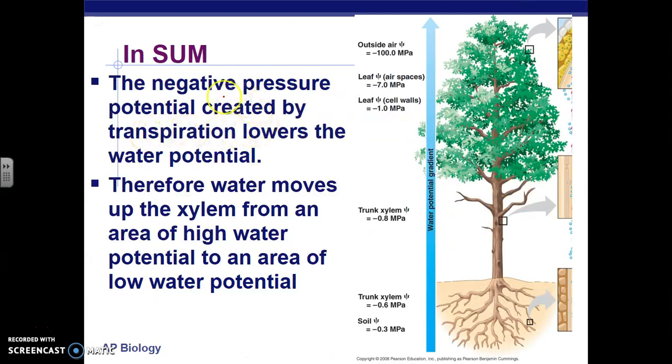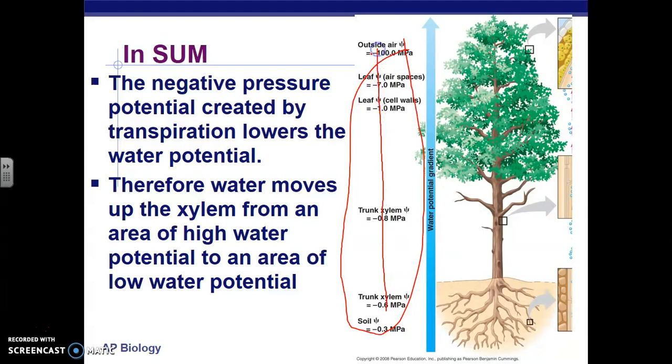So this is the huge summary slide of transpiration. We take a look at, this is a tree. Remember, we're trying to get water from the roots all the way up to the top leaves of the tree. If you take a look at the water potential gradient that's here, as you go up the tree, the water potential gets lower and lower and lower. That allows water to travel from high water potential to low water potential.